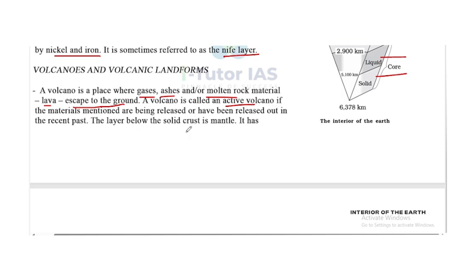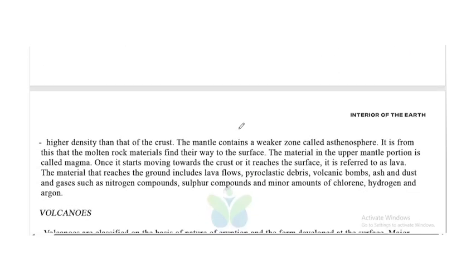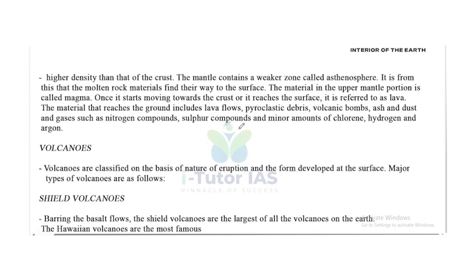The layer below the solid crust is mantle. It has higher density than that of the crust. The mantle contains a weaker zone called asthenosphere. It forms the path through which the molten rock material finds its way to the surface. So through this asthenosphere, the molten material comes out.